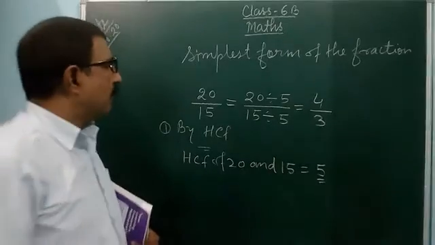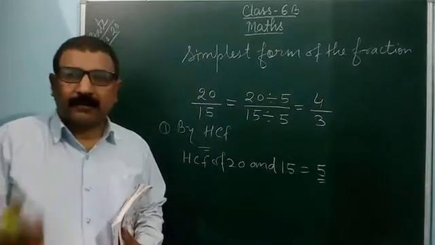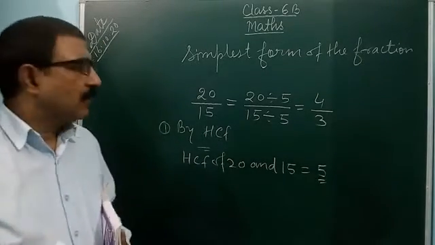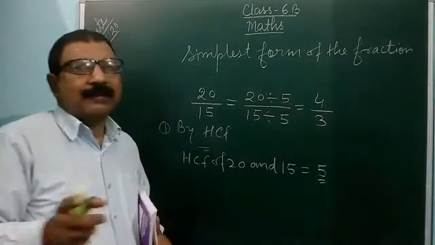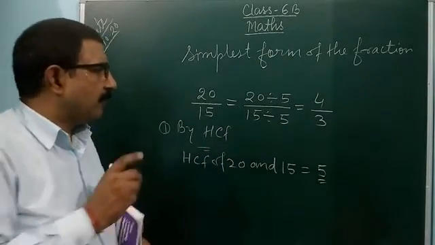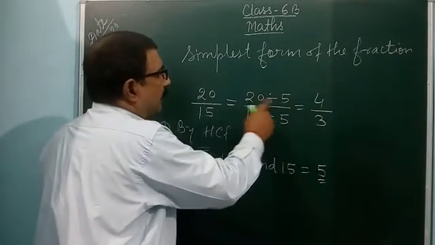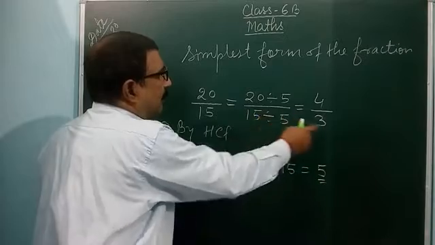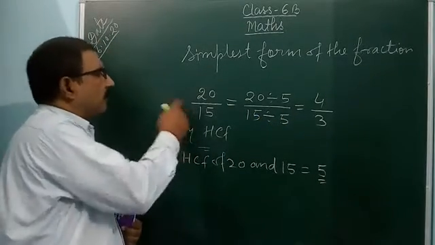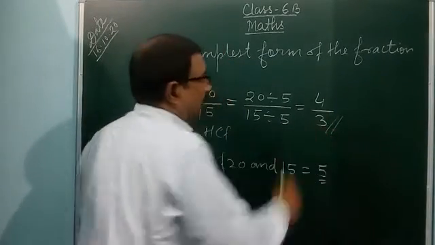In this way you can change it by finding the HCF of numerator and denominator. After finding the HCF, you can divide the numerator and also the denominator, both by the HCF. After dividing you get 5 fours are 20 and 5 threes are 15, like that 4 by 3. So 20 by 15 has been changed to 4 by 3. So 4 by 3 is the answer and it is the lowest form.